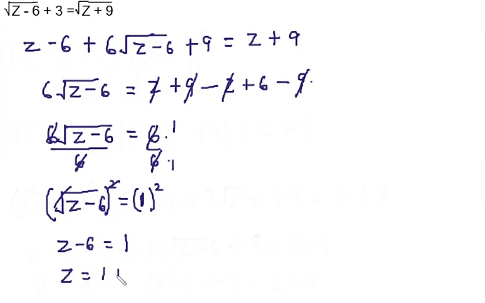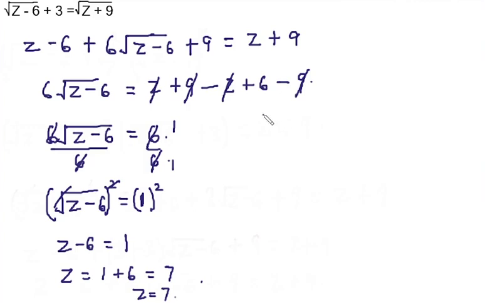So this is plus 6, and then this is equal to 7. So z is equal to 7. So the last step when you finish a radical equation is to check the answer inside your equation to make sure that the answer is correct. So I'll be plugging 7 back into this equation. So before I plug z into this equation, I'll write it out.